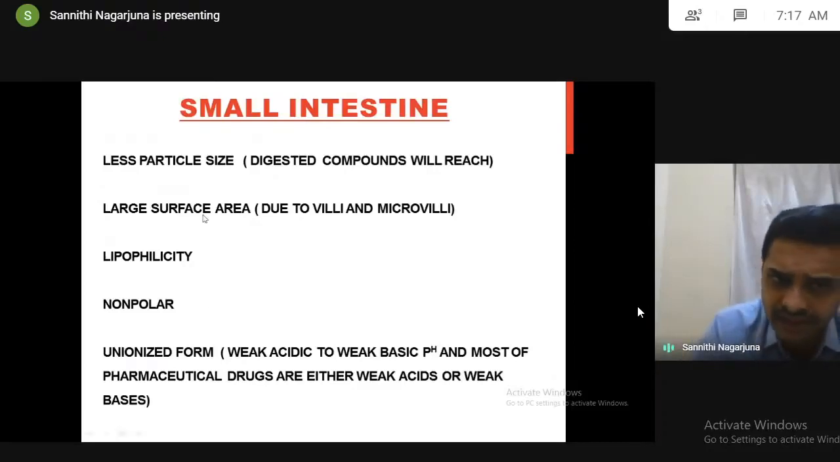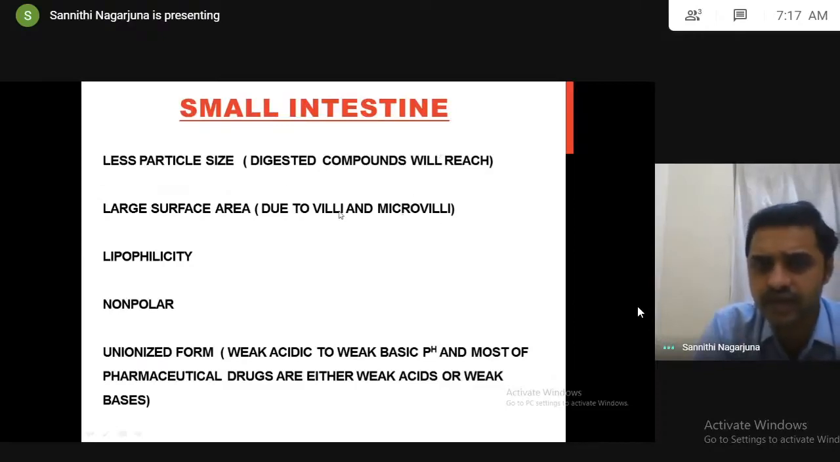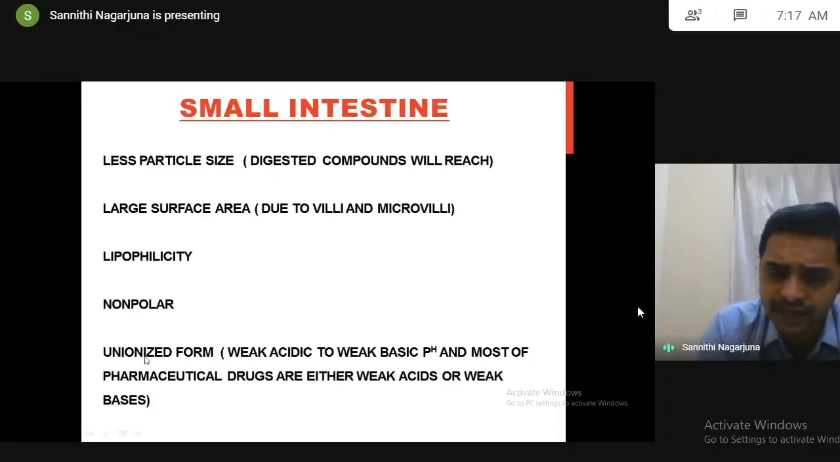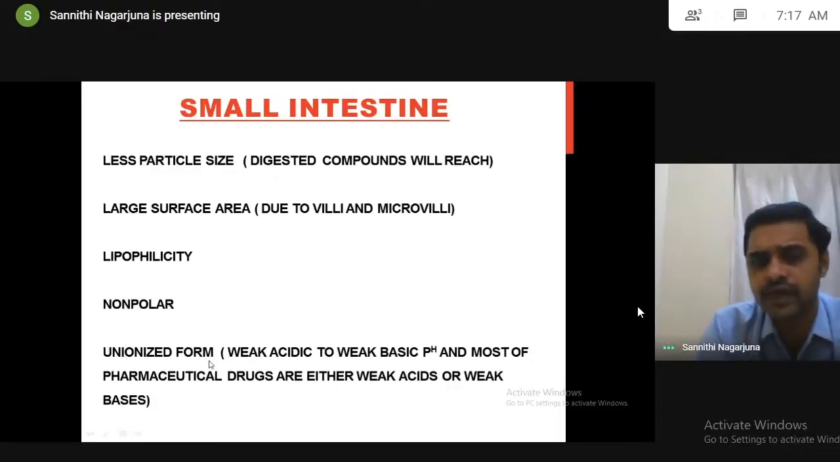And then large surface area is required for absorption. In the small intestine, we have villi and microvilli, which offer a very large surface area that is convenient for the process of absorption. Next is lipophilicity. We should take the drugs in lipophilic and non-polar form for getting better absorption. Next is unionized form. For a drug to be absorbed, the drug should be present in unionized form.